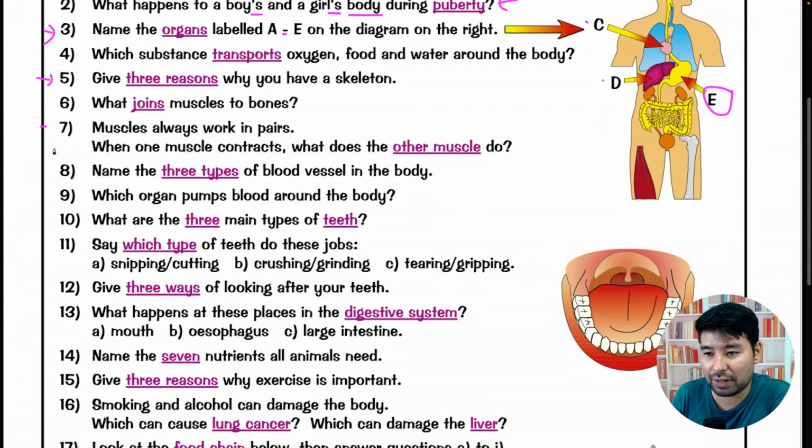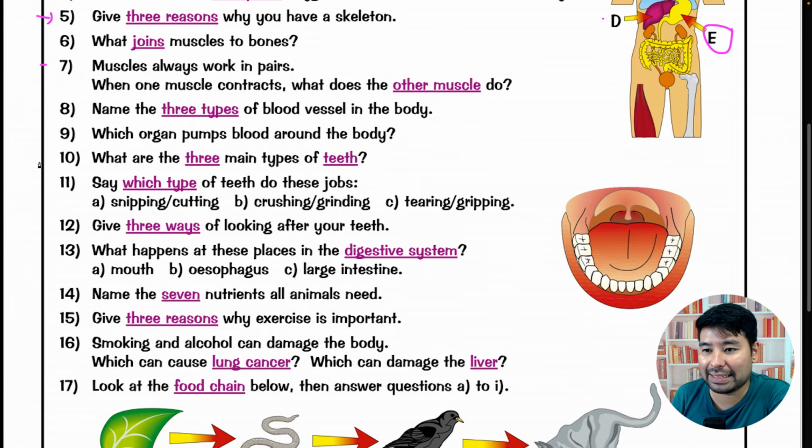So we have the statement here. Muscles always work in pairs. Esse aqui eu vou traduzir. Os músculos sempre trabalham em pares. So when one muscle contracts, what does the other muscle do? Question for you. Number 8.